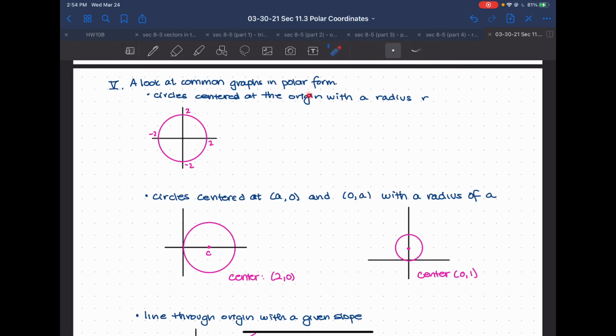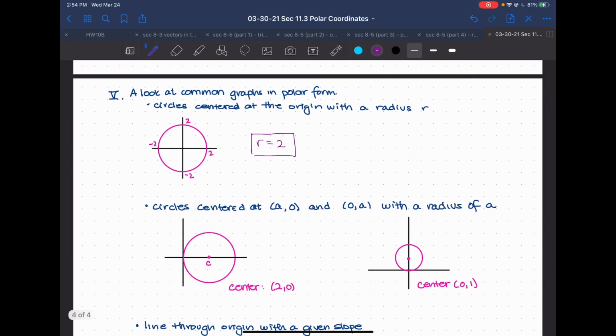So it's good to know circles that are centered at the origin with a given radius. So something like this, it's centered at the origin with a radius of 2. Well, it's always going to look like, in this case, it's r equals 2. Every point on this curve has a radius of 2, so we can just say r equals 2 and be done with it. So it's just simply r equals whatever the radius is.